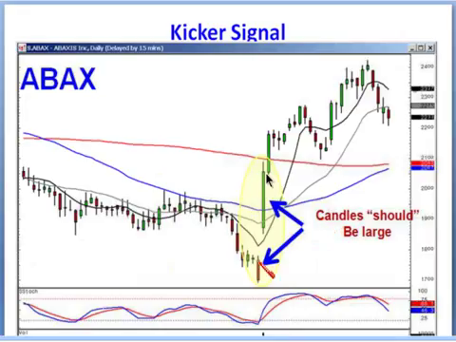Both candles should be large. Now, technically, if you have a wee little doji with a red candle and it gaps up the next day, technically that is a kicker signal. But the relevant title to that is it's a best friend signal. So the kicker signal, usually you can see a big bearish candle followed by a big bullish candle.